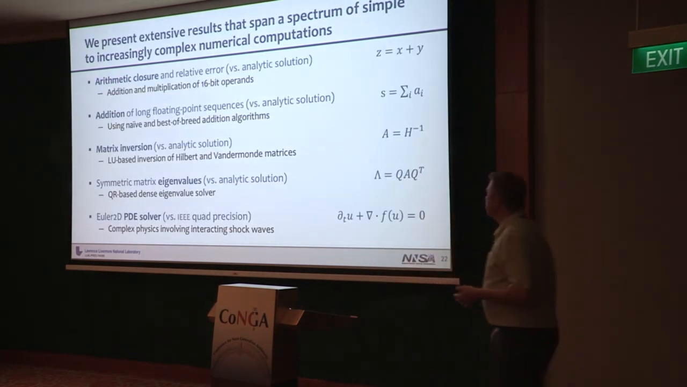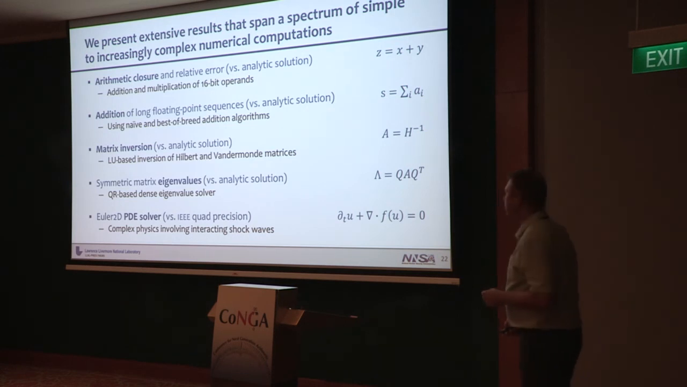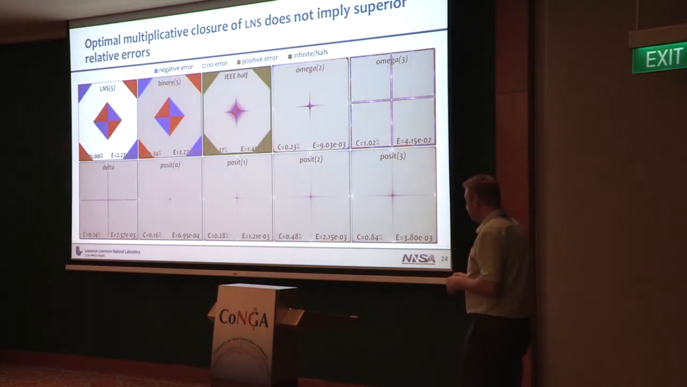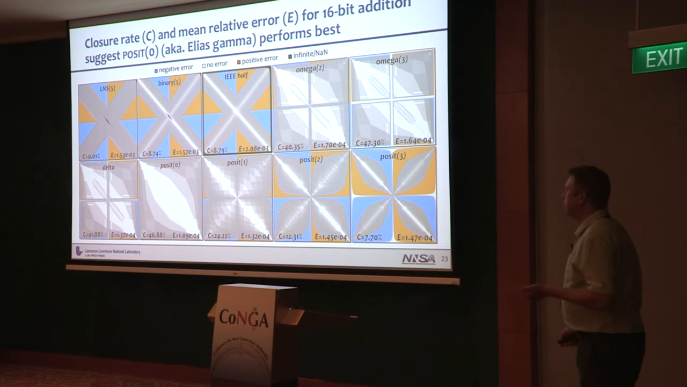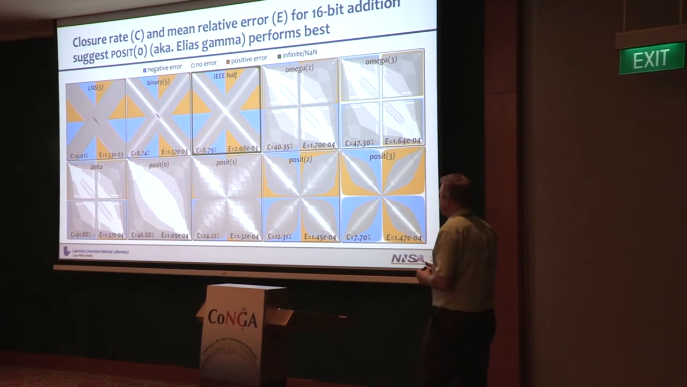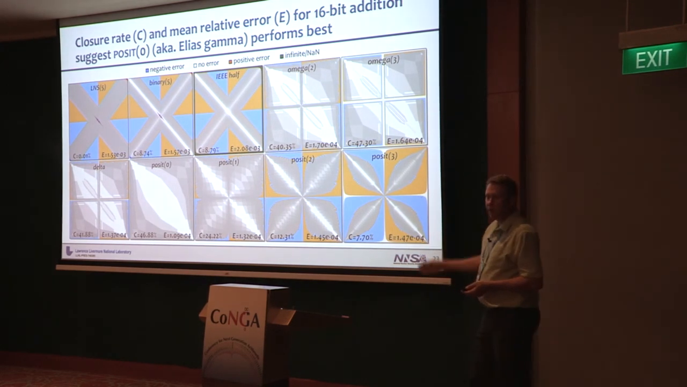All right, I'm going to talk a little bit about results here. We did a lot of different things in our paper. We have lots of different results here, so I'm going to go over those real quick. So I want to first show you some closure plots. What we're doing here is showing these 2D diagrams. On the x-axis, we have one of the operands. On the y-axis, we have the other operand.